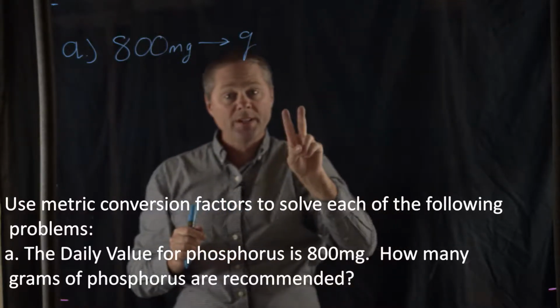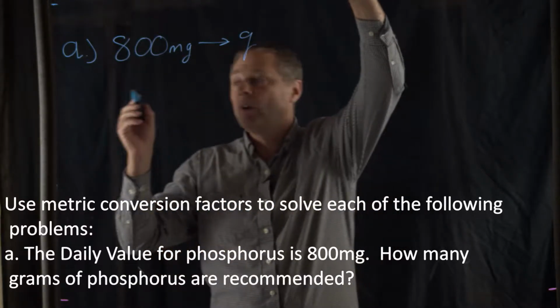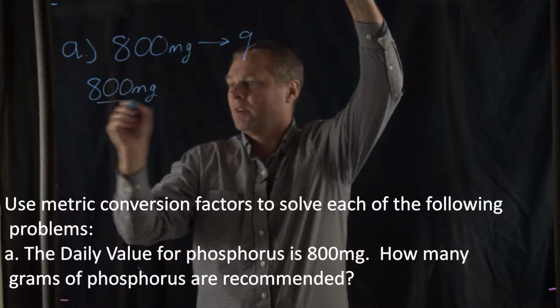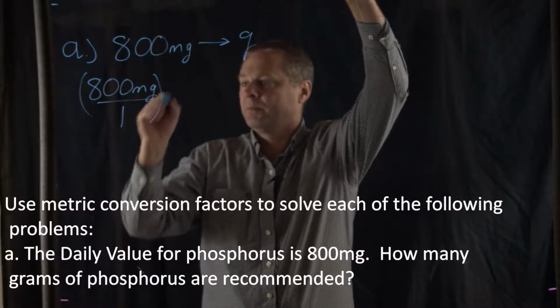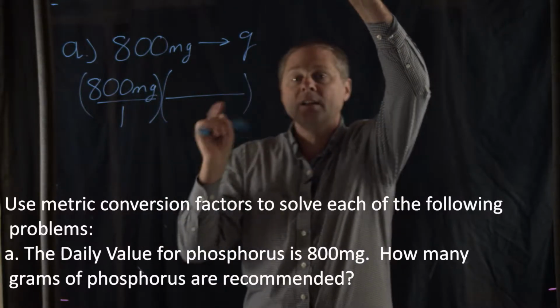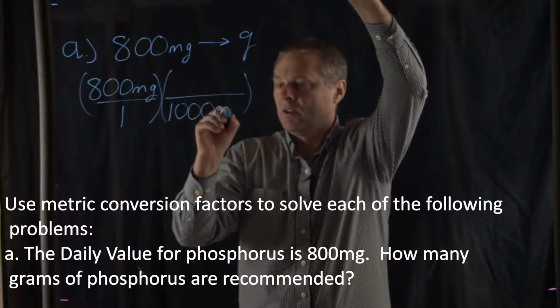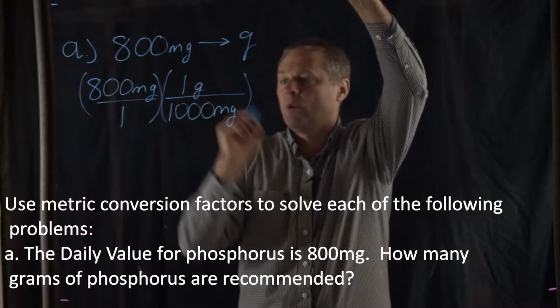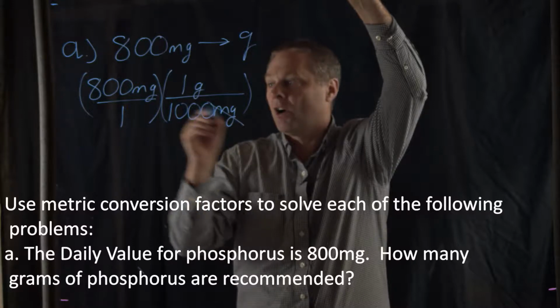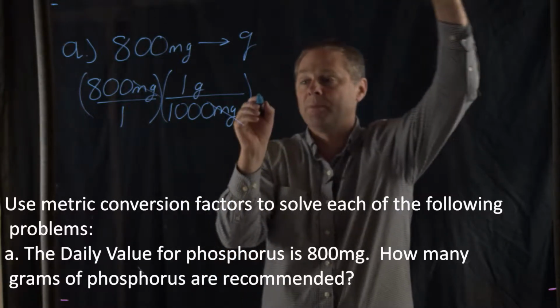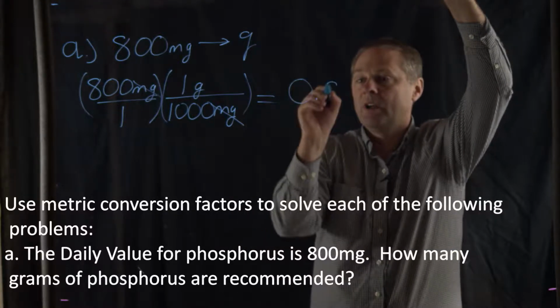So the first one, A, what we want to do is convert 800 milligrams into grams. And there's a couple ways in which we can do this. One of the ways we can do this is we can take 800 milligrams, turn that into a fraction, and then use the conversion factor of 1,000 milligrams is equivalent to 1 gram. And what happens is our units of milligrams cancel, and the only unit we have left is the gram.